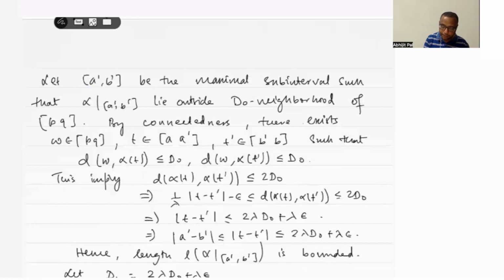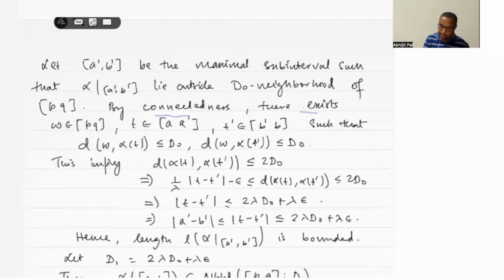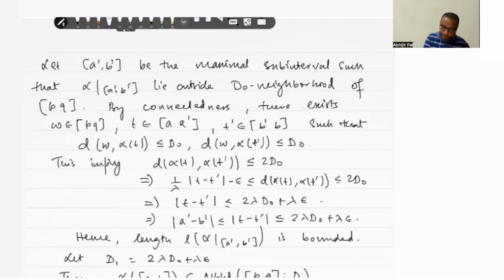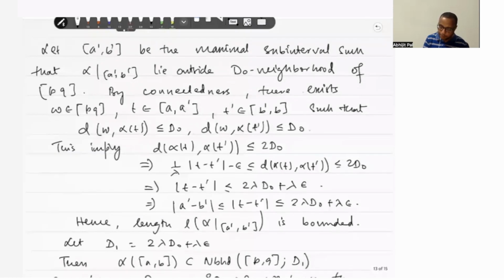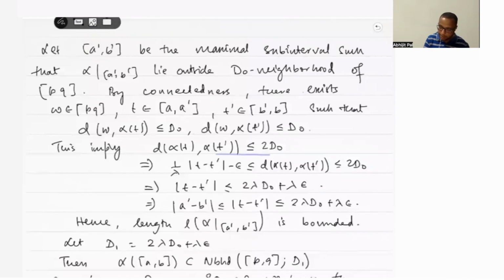So let the closed interval a prime b prime be a maximal subinterval such that alpha restricted to this interval lies outside the D neighborhood of the geodesic joining P and Q. Now you apply the connectedness argument. By connectedness, there exists a point W in the geodesic joining P and Q, and points T belonging to the closed interval A prime and T prime belonging to the closed interval B prime, such that the distance between W and alpha T is less than or equal to D naught, and the distance between W and alpha T prime is less than or equal to D naught. So this will imply that the distance between alpha T and alpha T prime will be less than or equal to 2D naught.